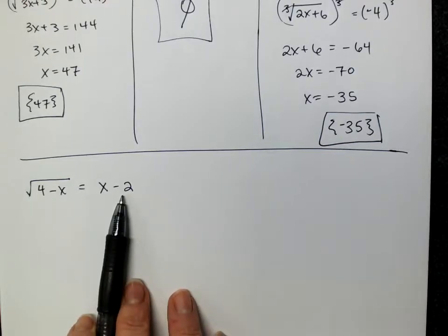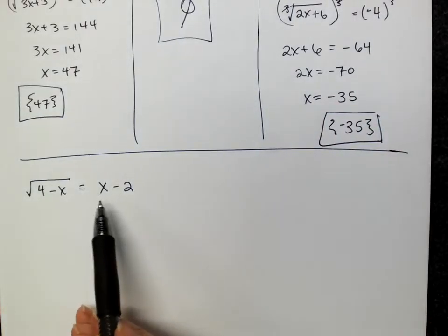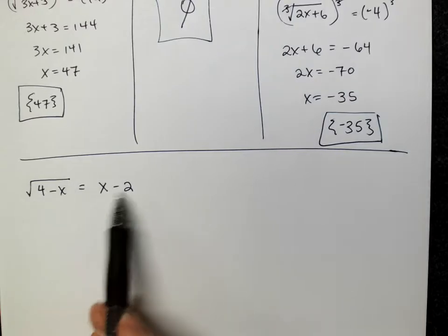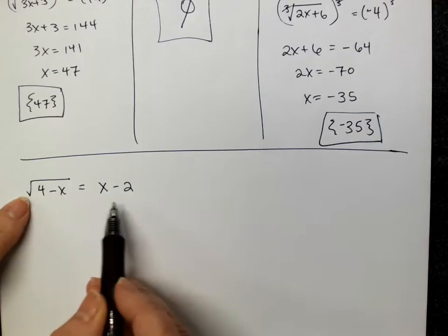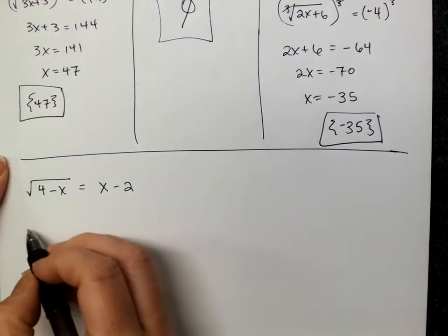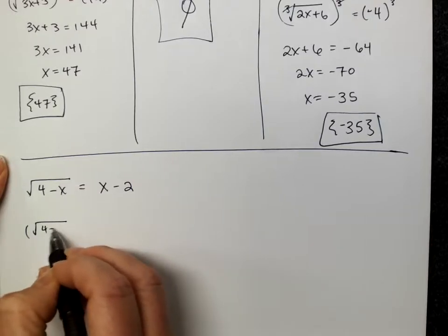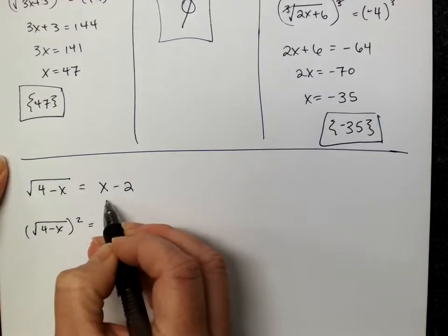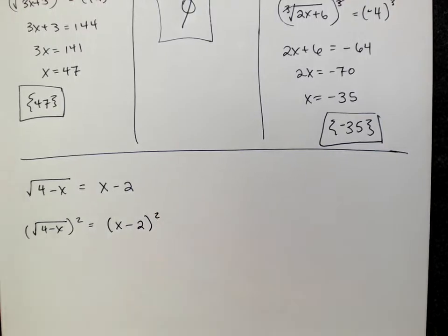We can already sort of get a hint of what a bad solution would be. Anything less than 2. When you start noticing those things and paying attention, we can check it. If you don't notice, it's fine. You're going to check your work at the end. But the more you think about those things, oh, this has to be a positive answer, so x better be 2 or greater. Okay. Now, it's isolated, so square both sides. And both sides, the entire thing, goes into parentheses.